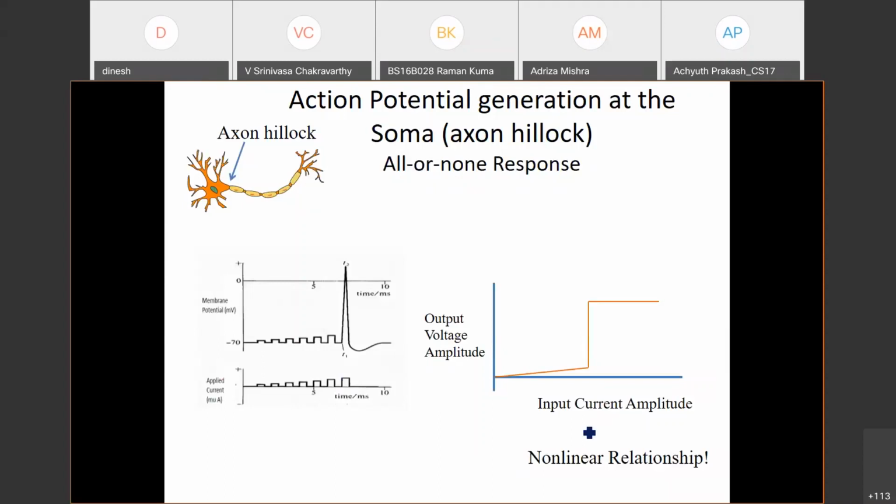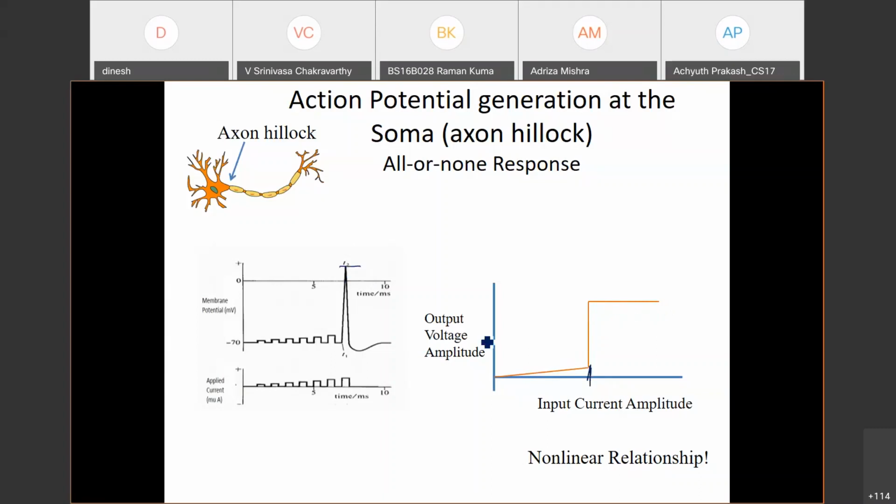My input is a current of some amplitude. Output is a voltage of certain other amplitude. As the input current amplitude goes up gradually, my voltage amplitude also goes up gradually, pretty linearly. Once my input current amplitude goes beyond a threshold value, after that the output shoots to a sharp positive value, this level. After that, there's no change; it remains flat.